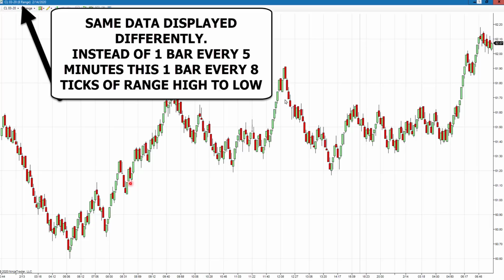So it's still the same crude oil data and the same trades happen, but we're displaying the price data differently. Instead of one bar every 5 minutes, this is one bar every 8 ticks from high to low. So 8 ticks, 8 ticks, 8 ticks, 8 ticks, 8 ticks. So it creates a little bit more symmetry and the charts are a little bit smoother.